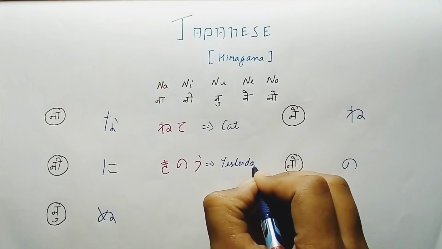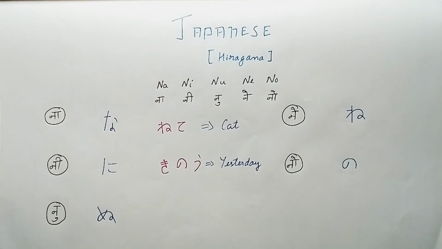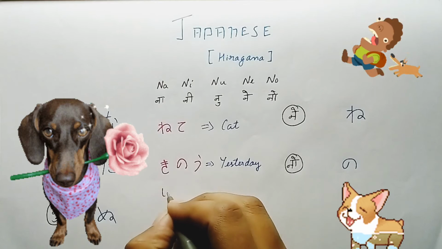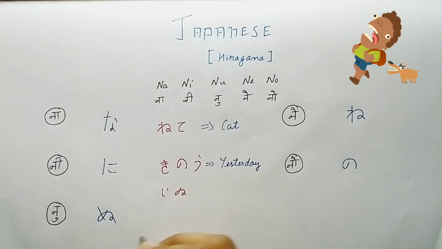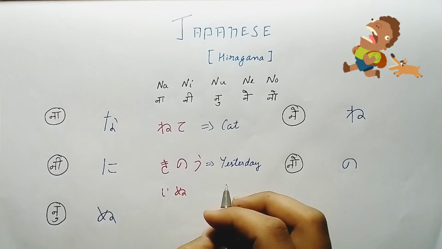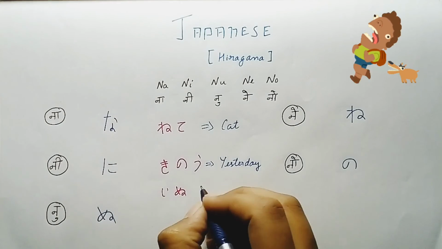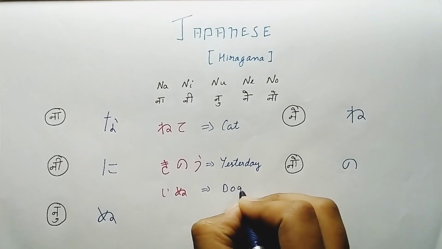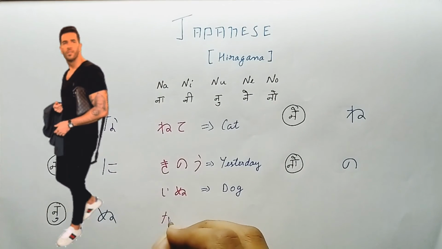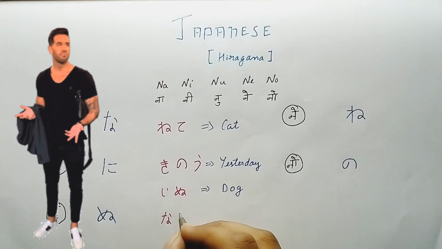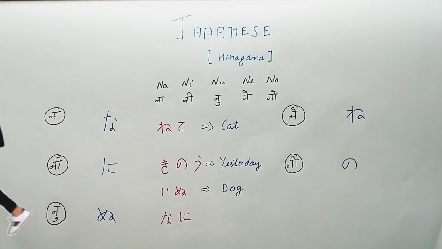Our third word is inu. Inu means dog. Our fifth is nani. Nani means what. Na ni, what.